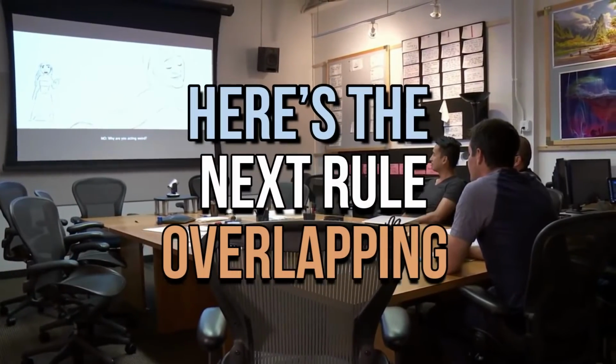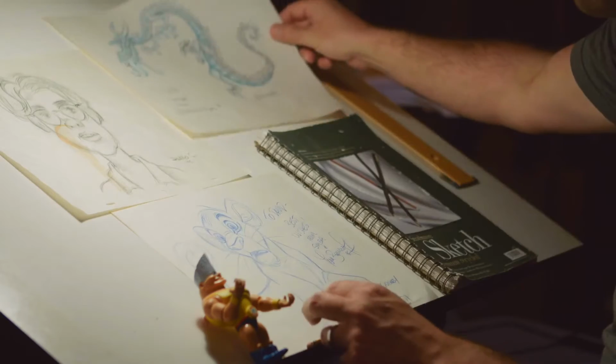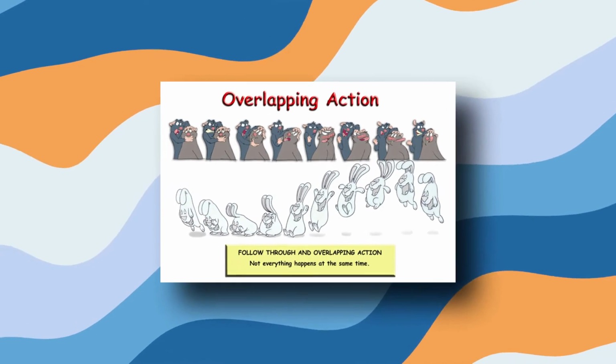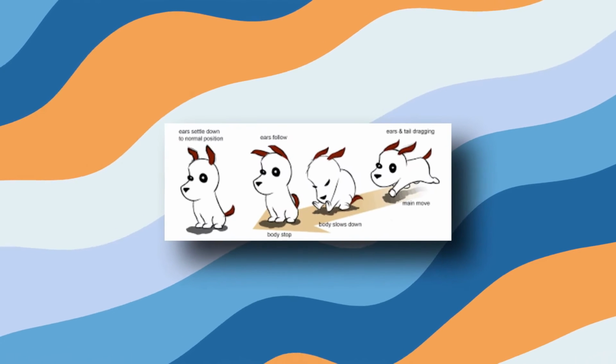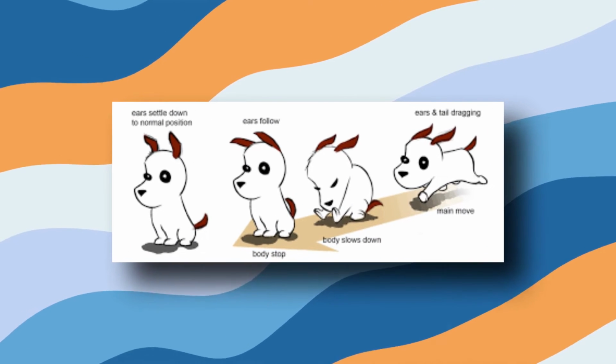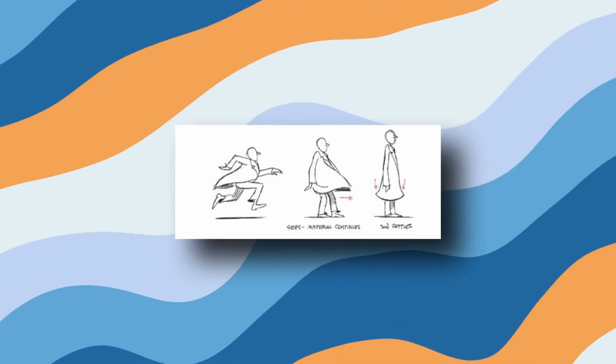Now, here's the next rule, overlapping. This one is pretty similar to follow-through, but is a bit more specific to the movements. If you see a running character on the screen, you'll notice that their arms and legs move at different speeds as compared to their head. This technique ends up adding depth to the entire scene, as the animators can use it to focus on different parts of the character.